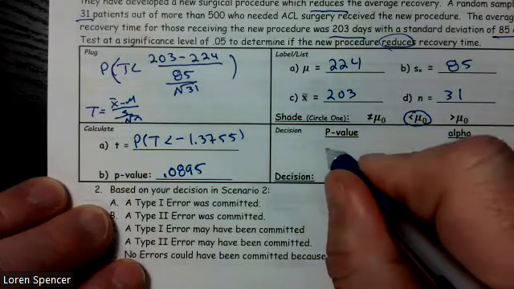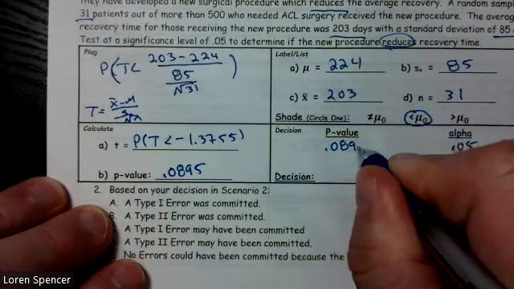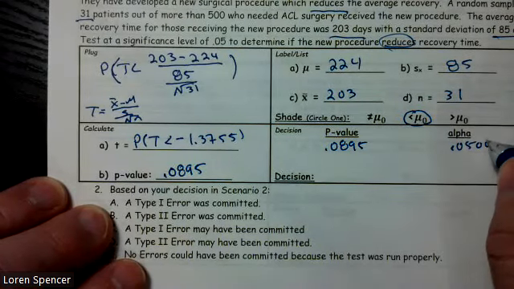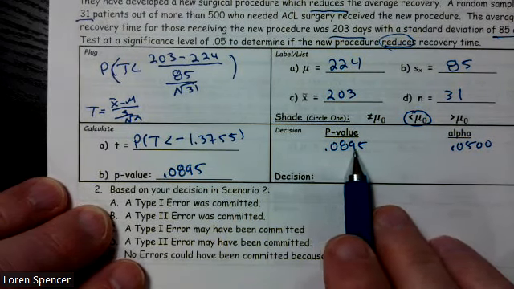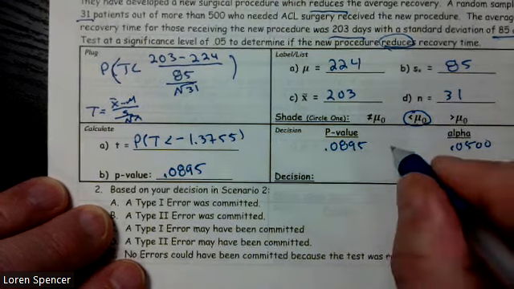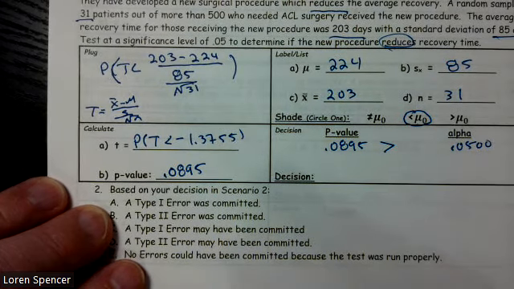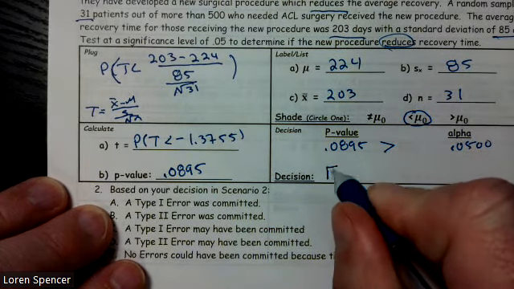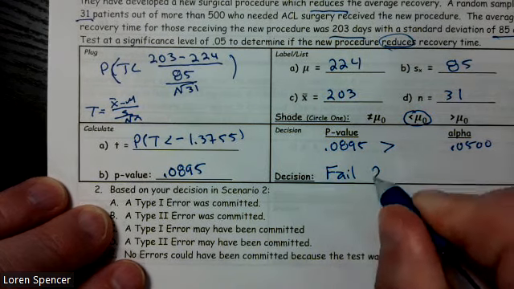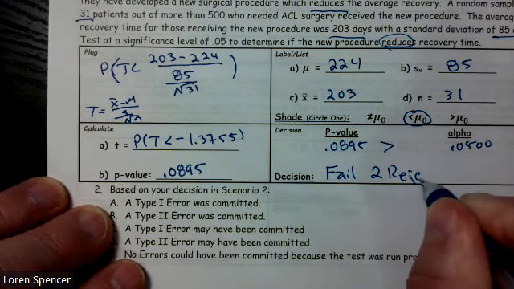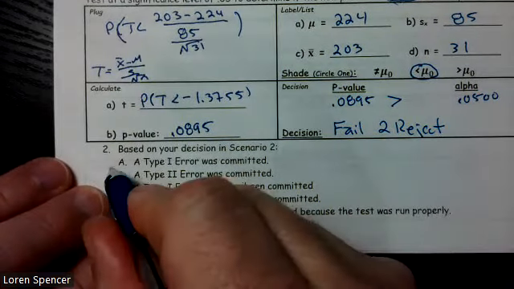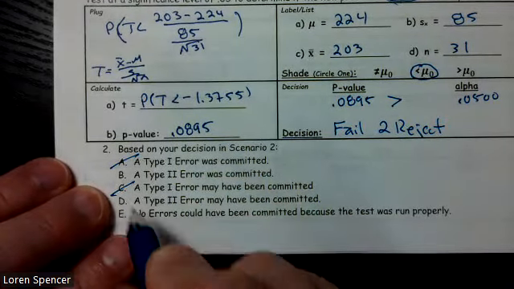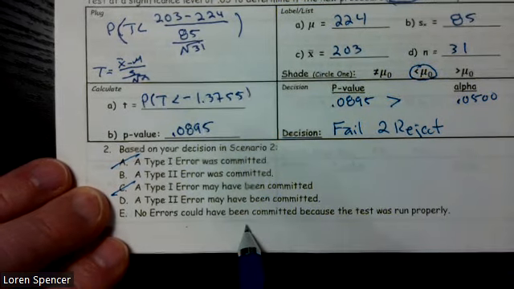All right. So 895 is greater than 500. With that being the case, we're going to fail to reject. And if you fail to reject, you cannot be type 1. No errors could have been committed.